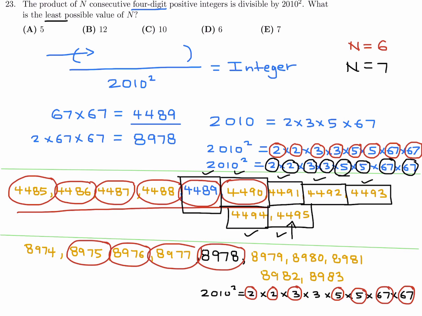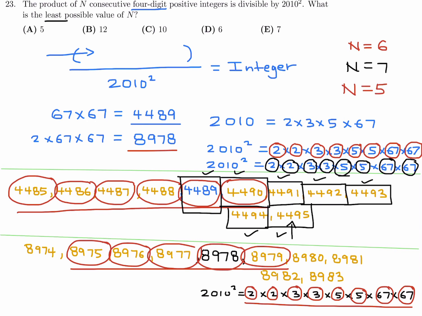Okay. Well, what if I go in this direction and try the 8979? Is that divisible by 3? And the answer is yes. So look at that. By using this guy, I got a string of only 5 numbers that include all the prime factors of 2010 squared. So the answer is n equals 5. So number 23, the answer is A.